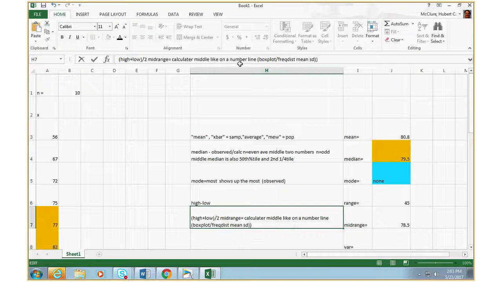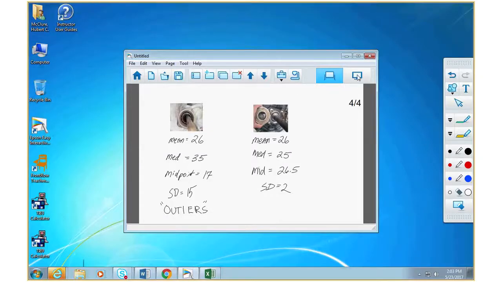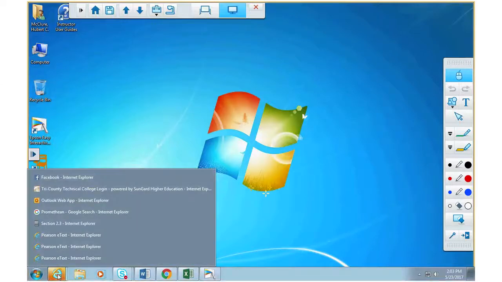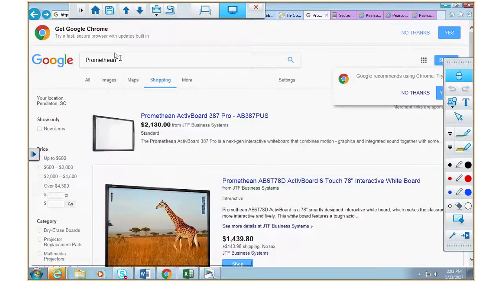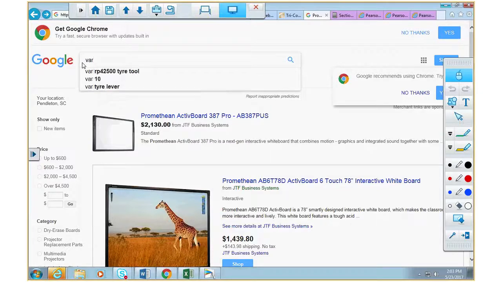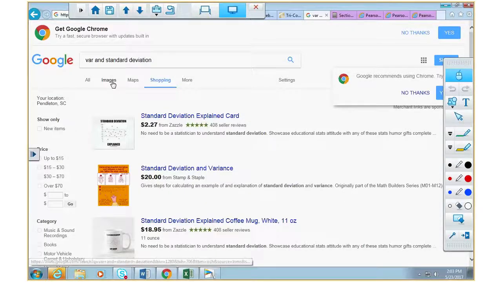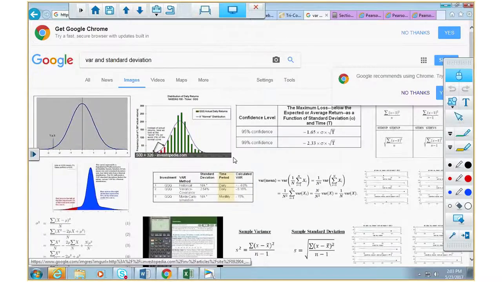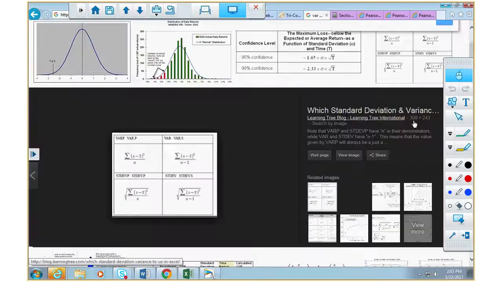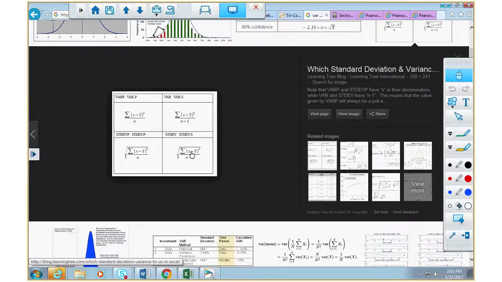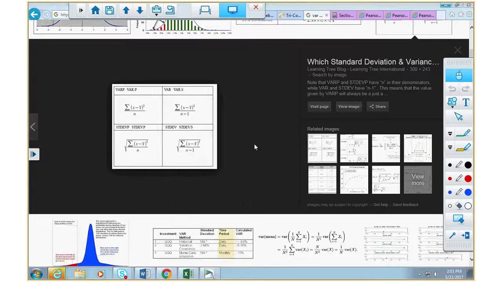Now for the variance, you can look in your book for the variance, but I'm going to go to my handy dandy Google page and pull up variance and standard deviation. I can write it, but I'm just going to do it this way. This is good enough. And some of you that have the book, tell me what page it's on, but it should be in your book somewhere. If not, just write it down.